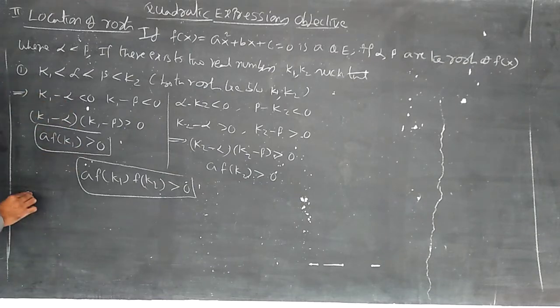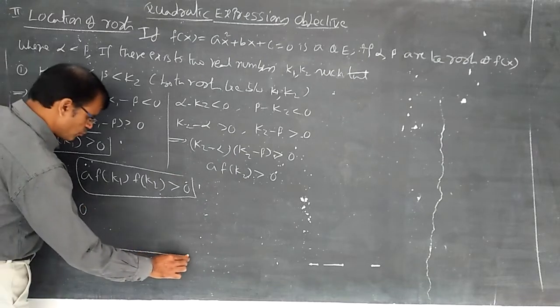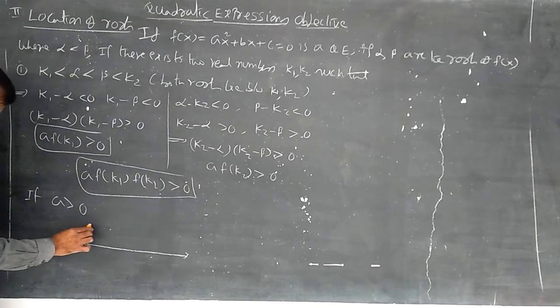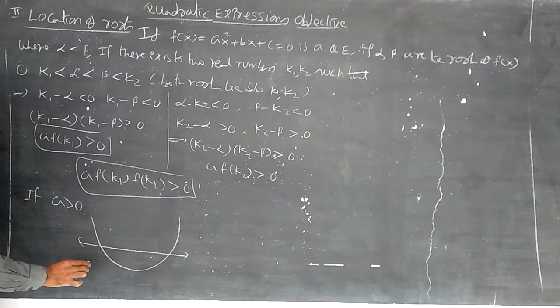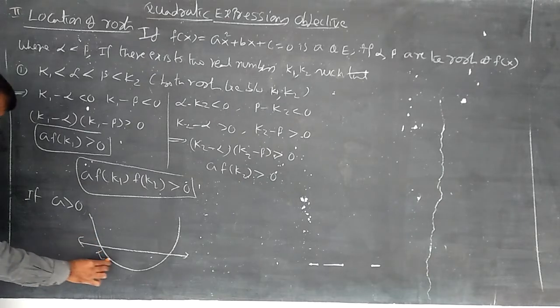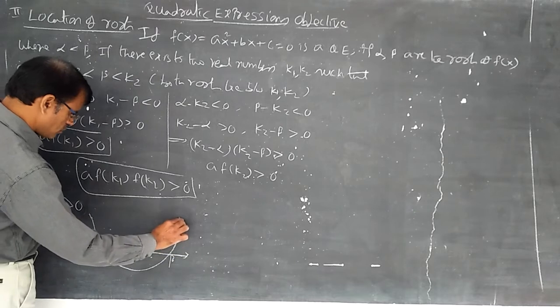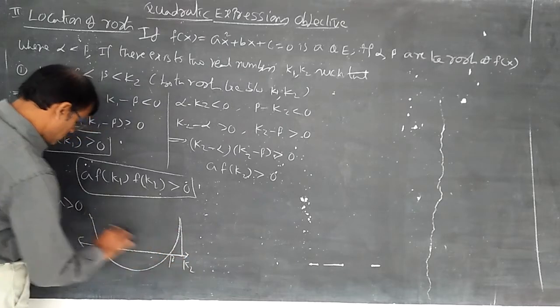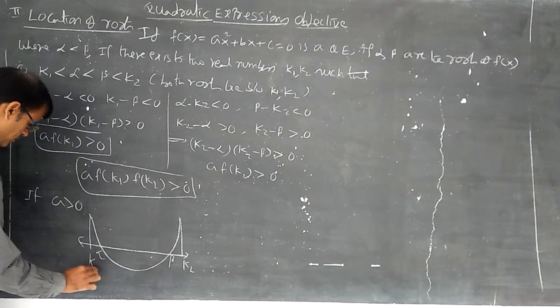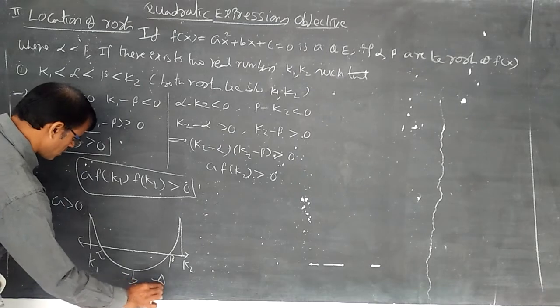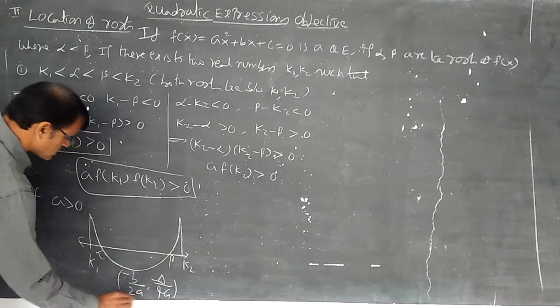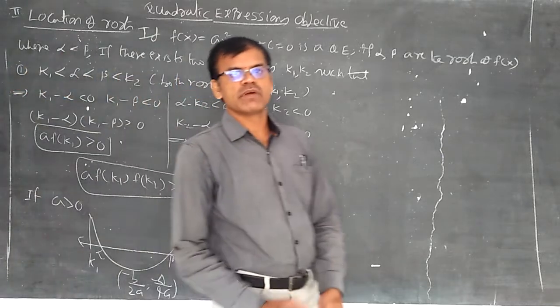Now, let us discuss the discriminant and everything. Let us draw the graph. Whenever a greater than 0, we know that the graph of the quadratic expression is upward parabola. Draw like this. This is alpha, this is beta, this is k2, this is k1. The vertex is minus b by 2a comma minus delta by 4a, that is minus b by 2a comma 4ac minus b square by 4a.